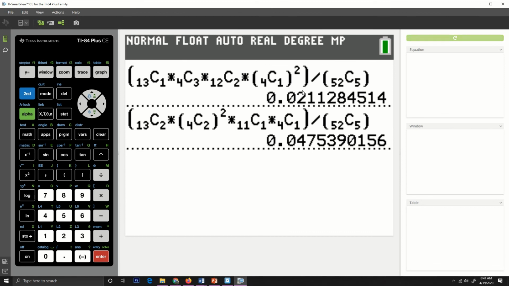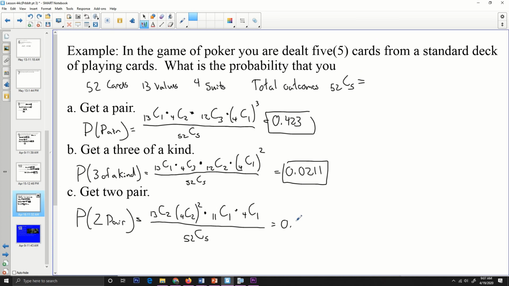0.0475, which is clearly better than this one, but still pretty small. And again, that's still pretty small. You know, getting a pair was almost a 50% chance. Get 2 pairs, you go all the way down to a 4% chance, and then to get 3 of a kind, you go down to 3% chance. So the values get fairly small very quickly. That's all I got for today, folks.